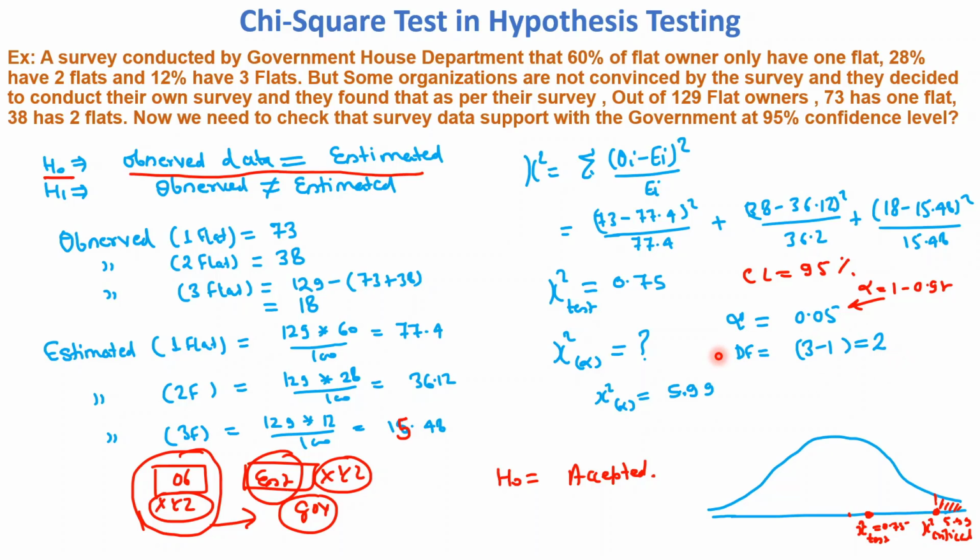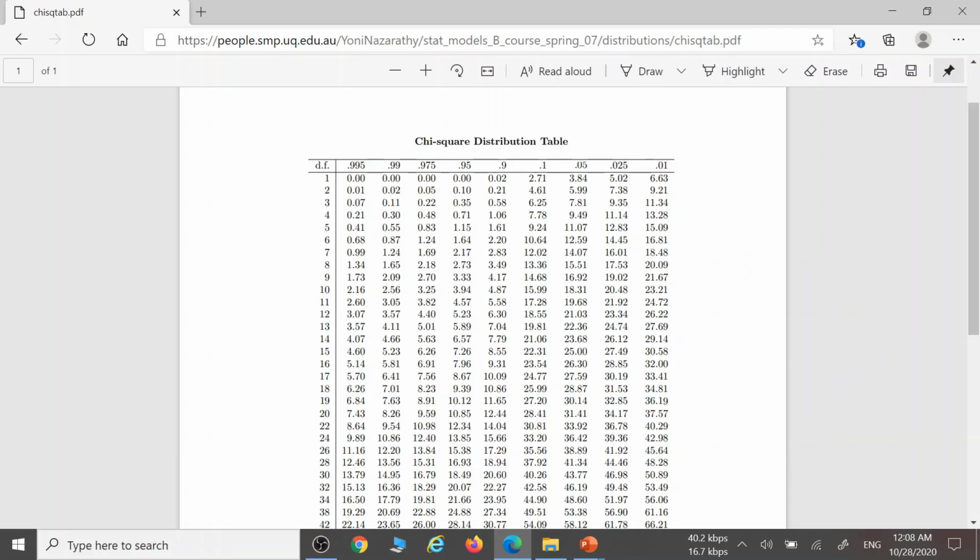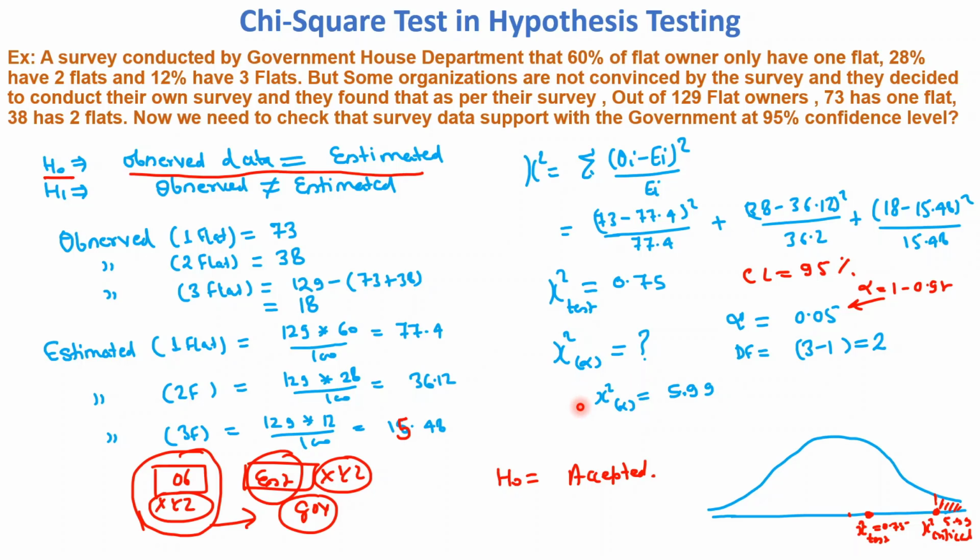We will use the chi-square table to find the critical value. At 0.05 and degree of freedom 2, we get 5.99. So the chi-square value at the critical level is 5.99. If we draw this, you can see this is your critical value, and this is your test value. The test value we are getting is 0.75.